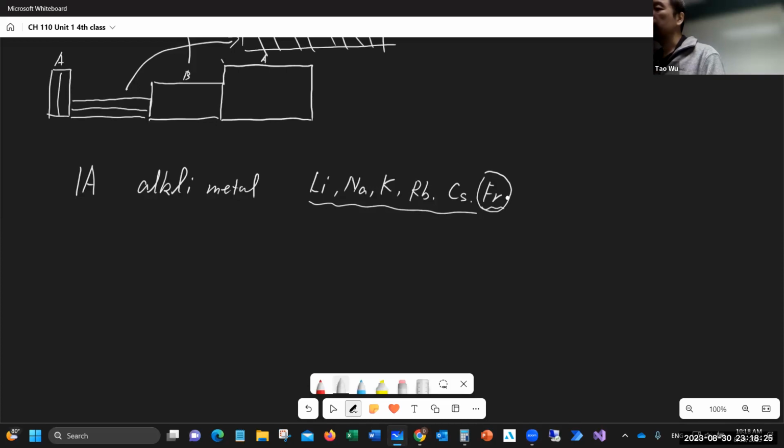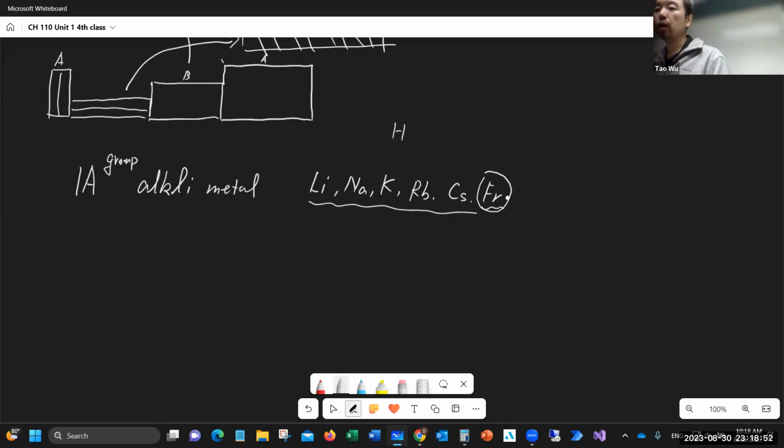But although you see hydrogen is also in the 1A group, hydrogen is not a metal; it's a non-metal. So when we talk about the 1A group, we only talk about those 5, from lithium, sodium, potassium, rubidium, and cesium. And those are a group.